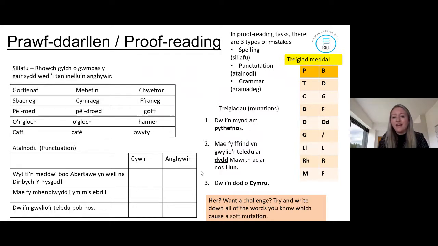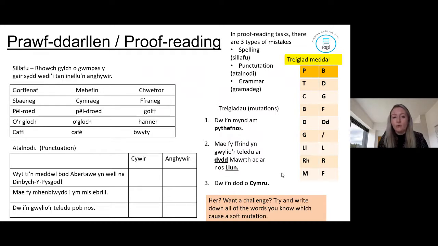Sbaeneg, Cymraeg, Ffrangeg. All of those are languages and all of them are school subjects as well. So Sbaeneg is Spanish, Cymraeg, Welsh, Ffrangeg, French. Okay, now once again, one of those is spelt incorrectly. So can you work out which one of those is incorrect and write your answer in the chat? Look at Rhif 3, pale roed, pale droid, and golf. And I told you that we did need the tobach, we needed the roof on the pale, so those are correct. So there must be a spelling mistake elsewhere. So pale roed, pale droid and golf. Which one of those is spelled incorrectly?